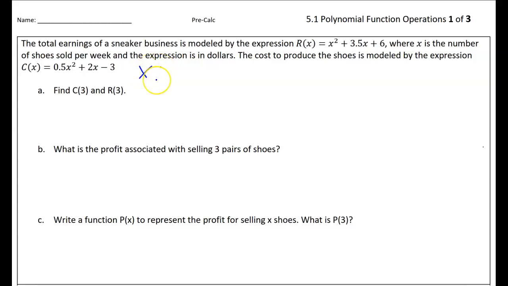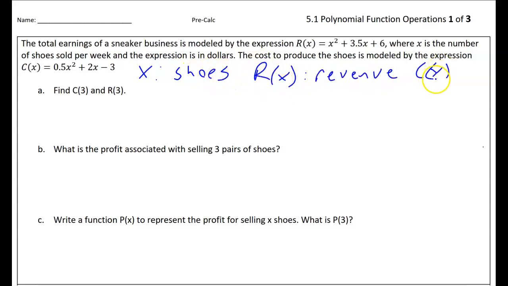First of all, now would be a great time to pause and read this word problem here if you haven't already. x is shoes. R of x is revenue. And C of x is cost. So I would always annotate for what x is in a problem like this and what the functions represent, so you know what we're talking about.